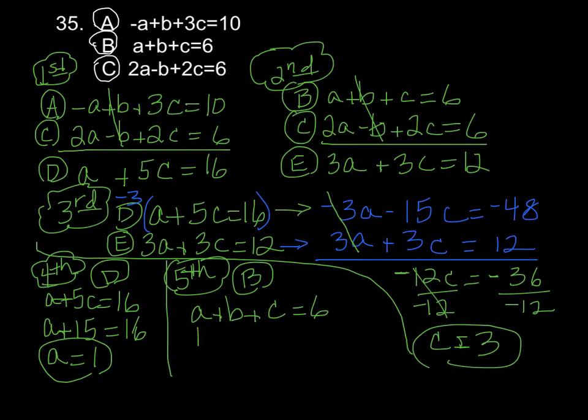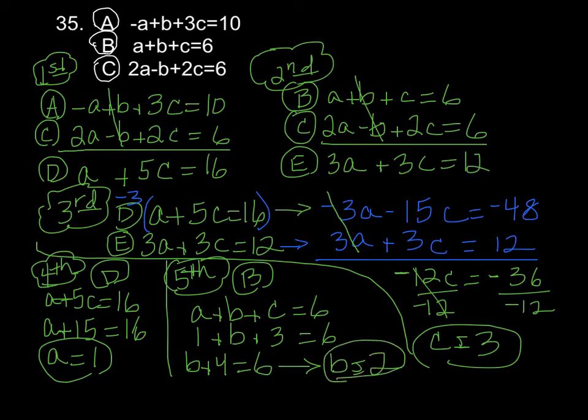So I know A is 1, B, that's what I'm trying to solve for, and C is 3 equals 6. So I've got B plus 4 equals 6, and I'm sorry, this is going to get squeezed in, but I wanted it all on one screen. Then your B will be 2. So we have A is equal to 1, B is equal to 2, and C is equal to 3.